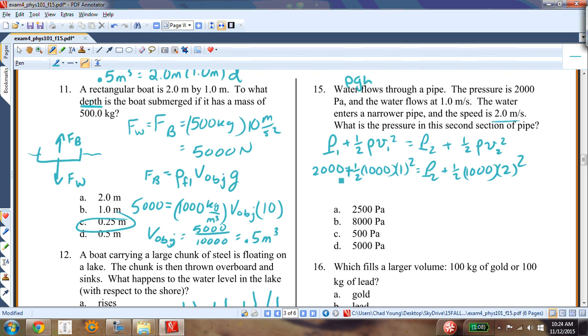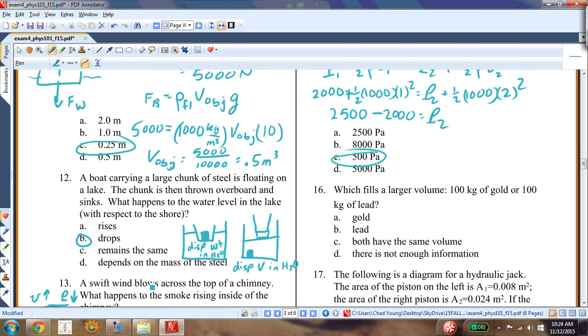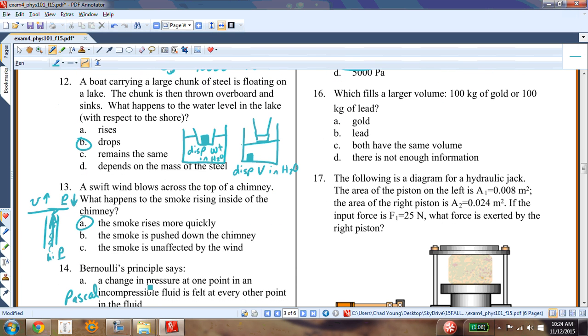This is 2,500 minus 500 times 4, minus 2,000 equals P2. So P2 is 500. So 15 is C. Which fills a larger volume, 100 kilograms of gold or 100 kilograms of lead?